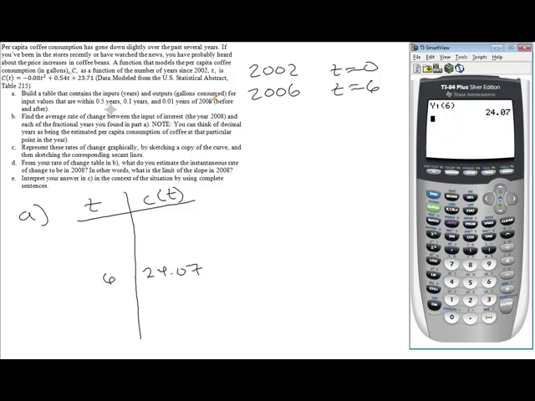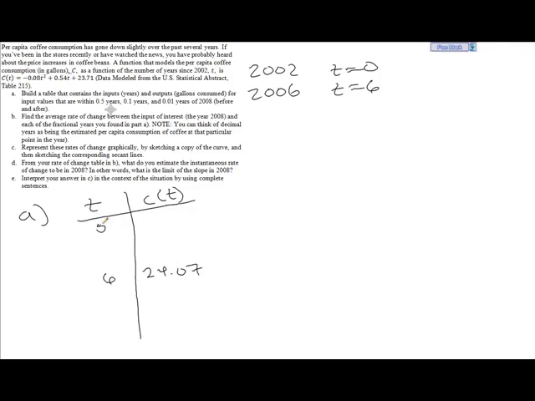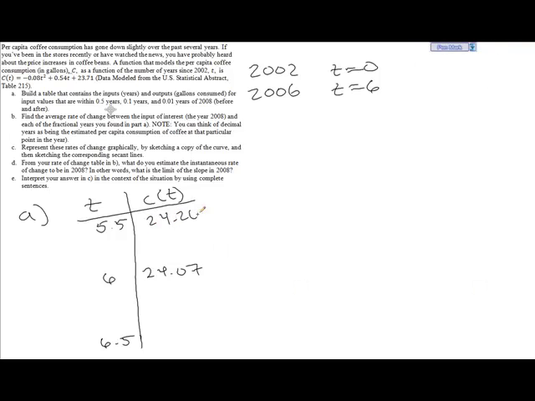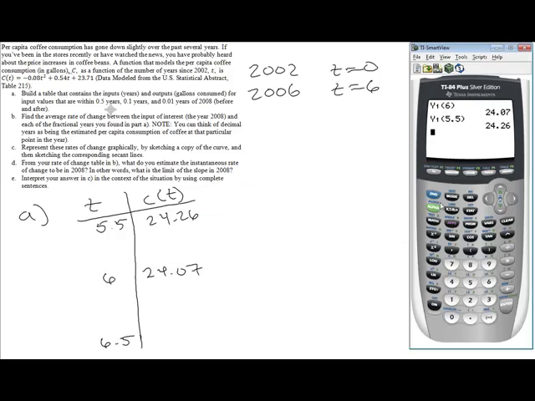Okay, so I want input values within 0.5 years. So that means if I have 6, I want to look at 5.5, and I want to look at 6.5. Very important, because you want to make sure that you're considering stuff that's happening on either side of that. So I'm going to hit second enter, pull up my screen so I don't have to type in the vars thing again, and I'll do 5.5, which gives me 24.26.